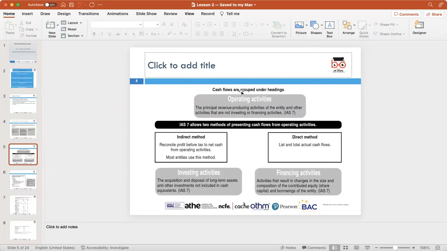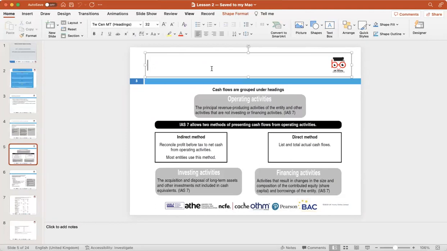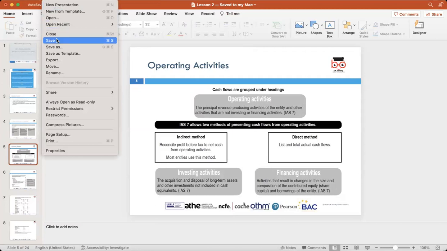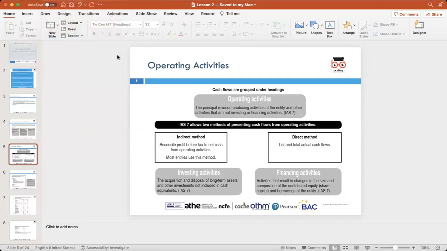Cash flows are grouped under headings: operating activities. IAS 7 allows two methods of presenting cash flows from operating activities, the indirect method and the direct method. So operating activities, we can put here operating activities. These are the day-to-day money movements.